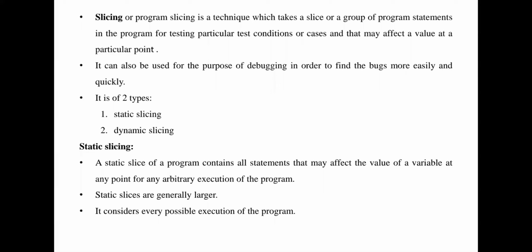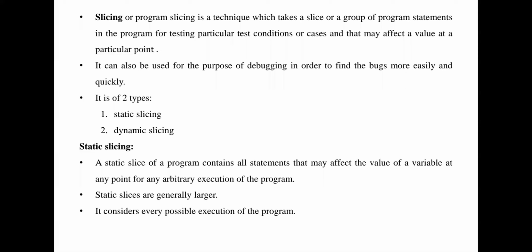There are two types of slices: the static slice and the dynamic slice. Slices can be taken in these two ways. What is meant by static slicing? The static slice of a program contains all statements that may affect the value of a variable. So when you take a part of the program that affects all variable values, it is called static. Why does it affect all variables? Because static applies a static value at the beginning only.